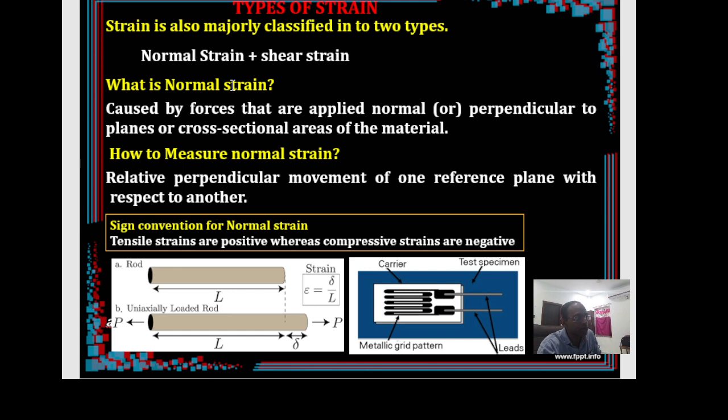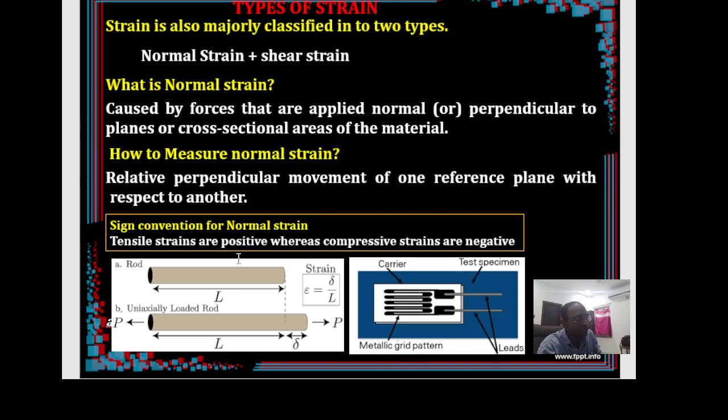Without external force, there is no question of development of stress or strain. Now, if forces are acting on the body, normal strain is caused by the forces. What type of forces? When these forces are acting in a direction normal or perpendicular to the cross sectional area of the material. So basically we are defining normal strain. It is caused by the forces acting in a direction perpendicular to the cross sectional area.